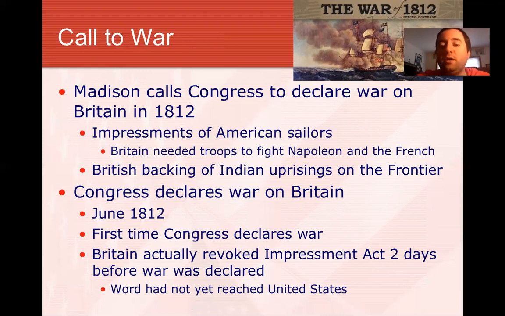Britain actually goes ahead and revokes, pulls the Impressment Act 2 days before war was declared. So the word has just not reached the United States yet. So take a moment, jot that down, and I do want to bring up some details for you right here on a term that you're going to need to know.